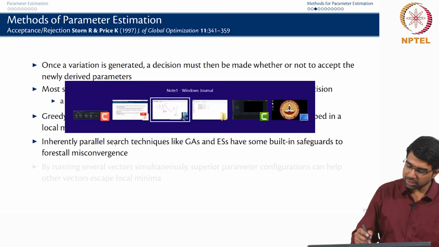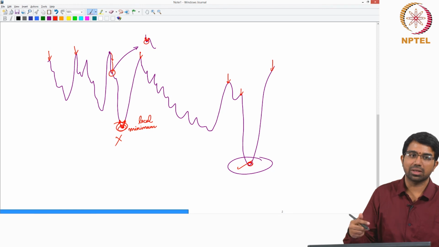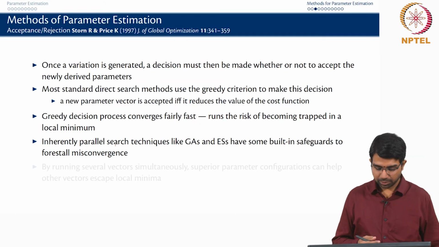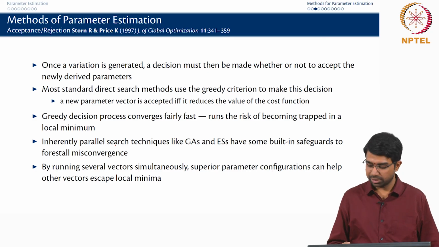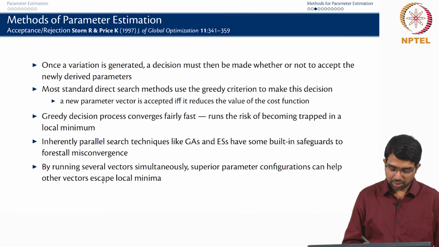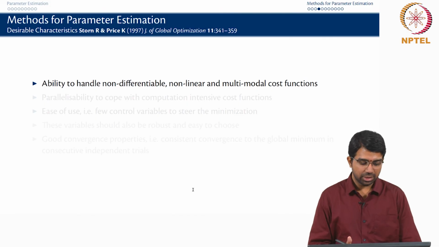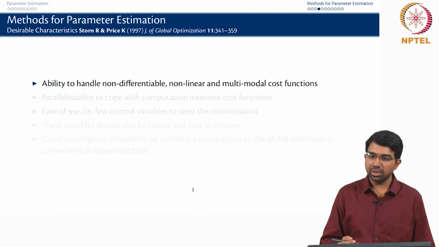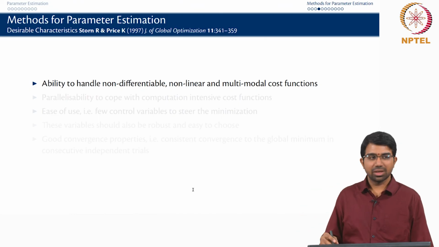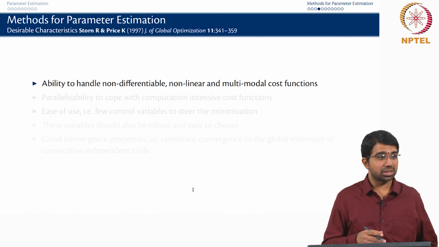One way we suggested was to do lots of parallel search, but many of the algorithms have this parallel search built in, as we will see. By running several vectors simultaneously, you can get superior estimations. They can help escape the local minima. So, what are the desirable characteristics? You want the ability to handle non-differentiable, non-linear, multimodal cost functions. Cost functions are essentially very badly behaved, as you would normally observe in biology, because the systems are highly non-linear.